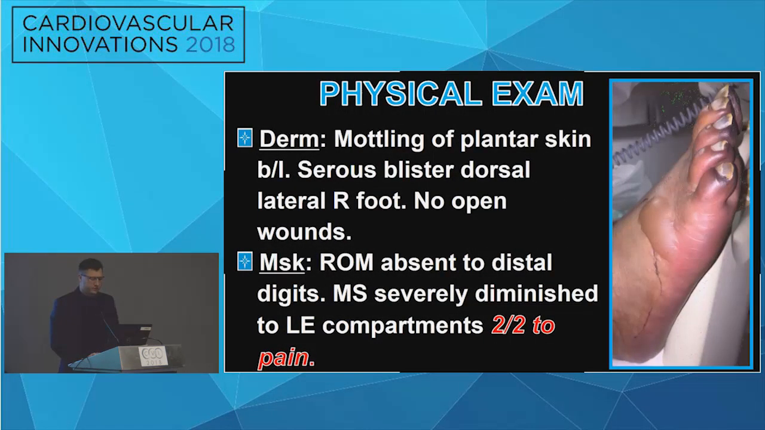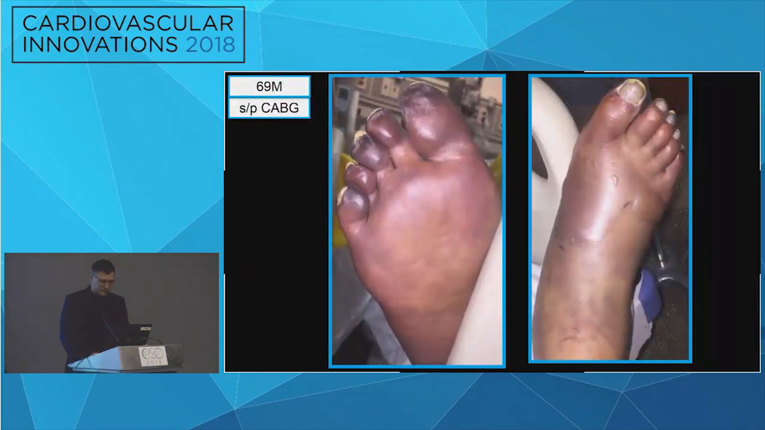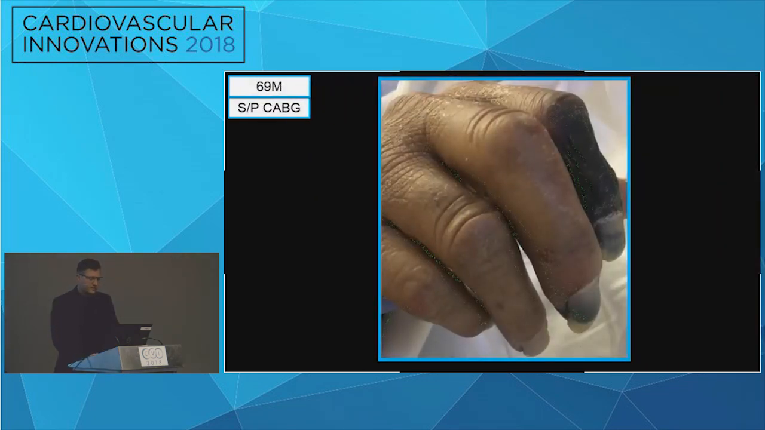As you can appreciate on the picture to the right, he does have some mottling of the plantar skin, which I'll show you in the next slide, as well as a serous blister dorsally. No open wounds. Musculoskeletal exam revealed absent range of motion of the distal digits, and his muscle strength was severely diminished to the lower extremity compartment, secondary to excruciating pain. Here's these pictures. You can see the blister on the dorsolateral right foot, as well as the mottling in the plantar skin with some necrotic changes to the digits. Patient also had necrotic changes to his digits in his hand, which were later amputated by a plastic surgeon.